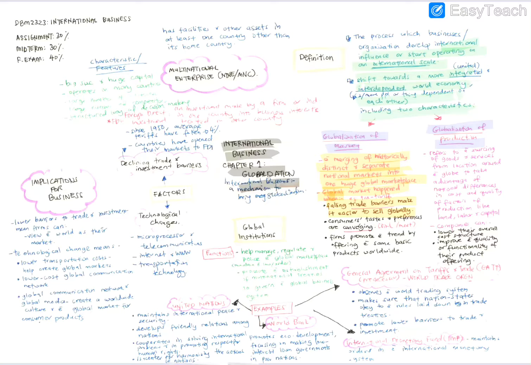If you want to send your things to Malaysia, the government will charge you a tariff or tax. So with the falling of this type of trade barriers, it makes it easier to sell globally. Okay, second, customer taste and preference, and converging means the customer taste and preference now meet your expectation.